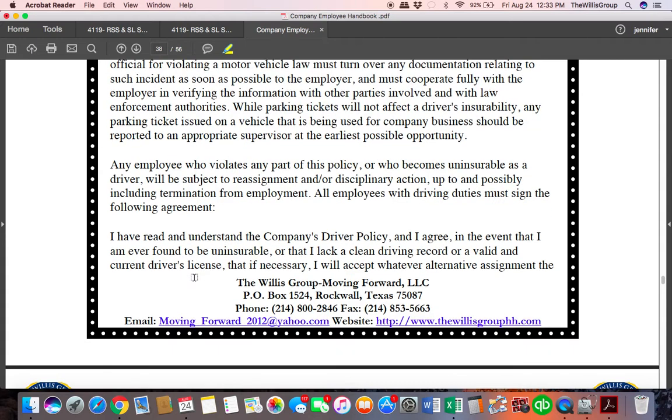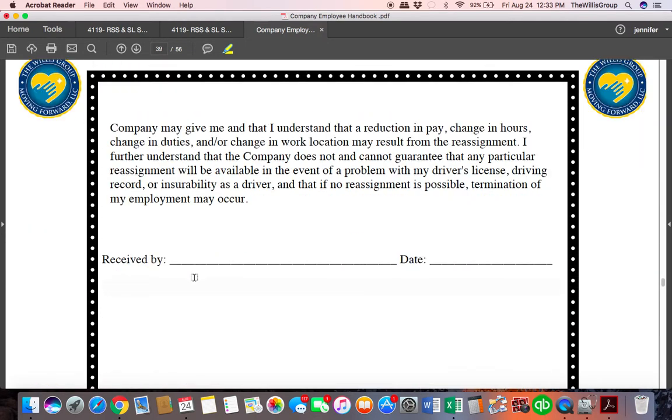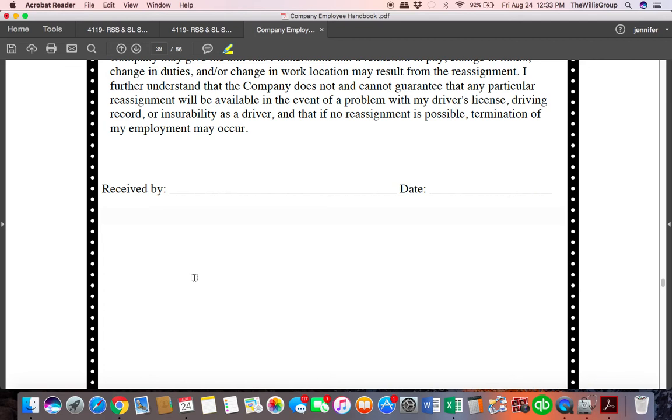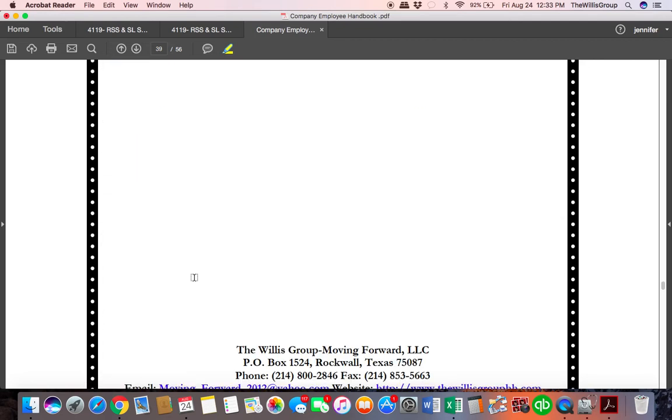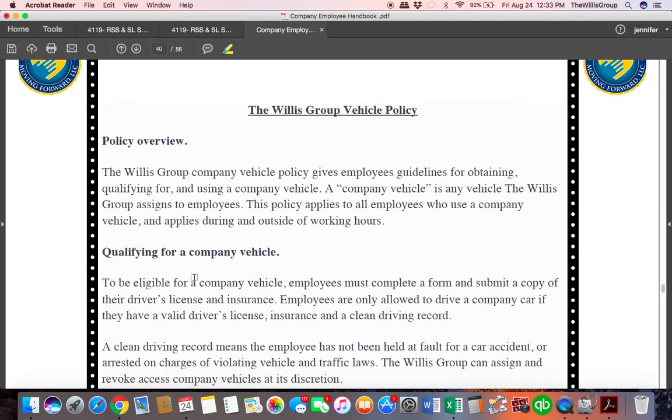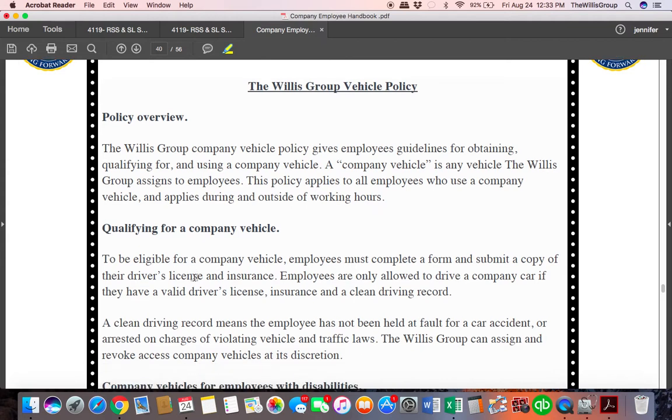The rest of this is also pretty self-explanatory, and individuals sign off that they've received a copy of what our driver's policy actually is. So the vehicle policy in reference to the actual company vehicle: we do have a company vehicle, as stated, that is used for individuals being serviced in the group home setting. We use that vehicle to take care of our individuals' needs, taking them back and forth to different appointments, including but not limited to doctor's appointments.